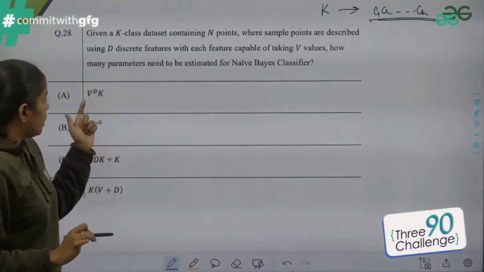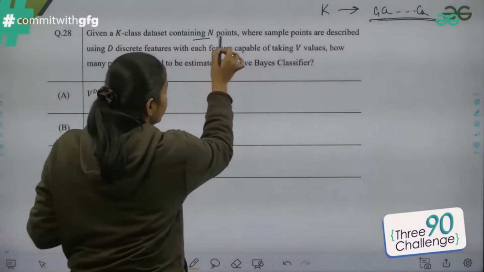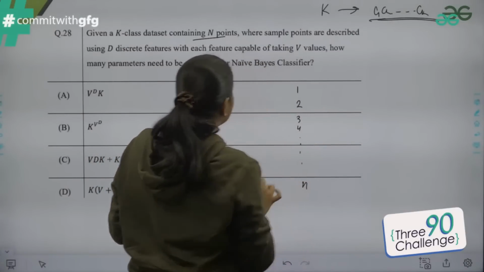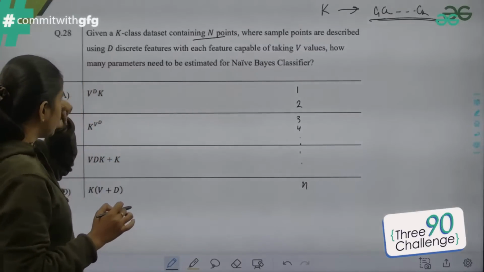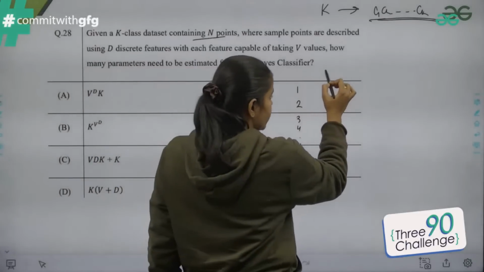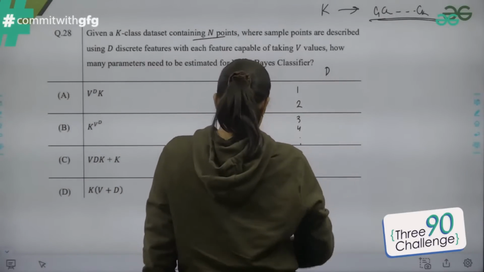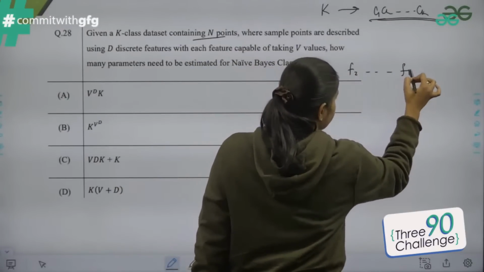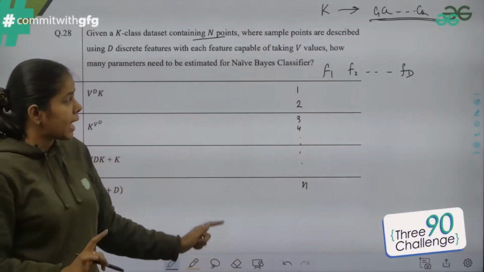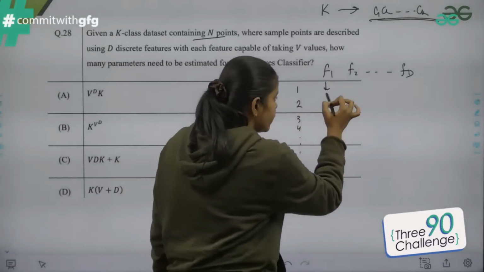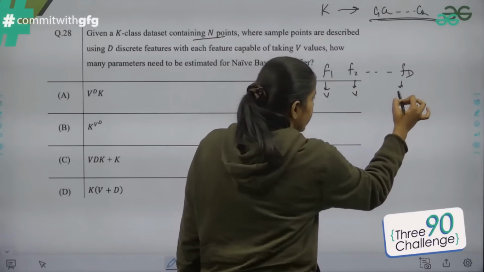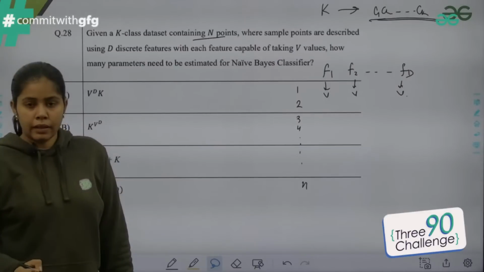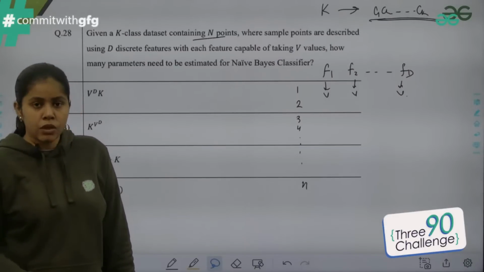Now, next thing is a K-class data set containing n points. So that means I have n input points, n training points given, where samples are described using d discrete features. Let's say d discrete features: feature 1, feature 2, up to feature d. And each feature is capable of taking v values. So the f1 feature can take v values, the f2 feature can take v values, the fd feature can take v values. Each feature can take v values.